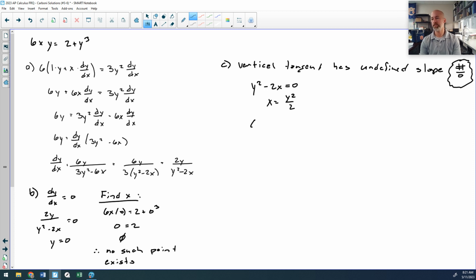So I'll have 6 times the quantity y squared over 2 times y is equal to 2 plus y cubed. And we're going to solve that. And so that will be 3y squared times y is 3y cubed equals 2 plus y cubed, subtract the y cubed, 2y cubed equals 2, and we get y is equal to 1.